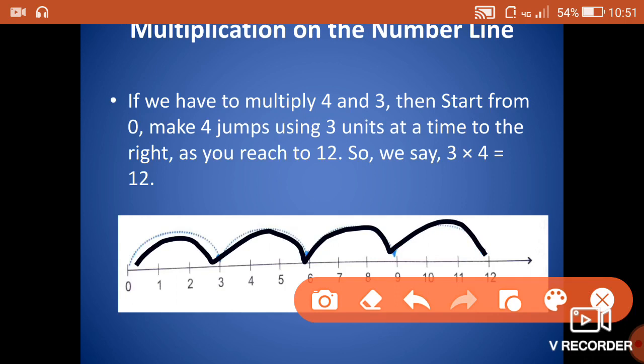So 0 to 3, that is 3 units. Next 3 to 6, 3 units. 6 to 9, 3 units. And 9 to 12, we have 3 units. Like this, we reach 12 to the right. So 3 fours is 12. This is how we perform multiplication on the number line.